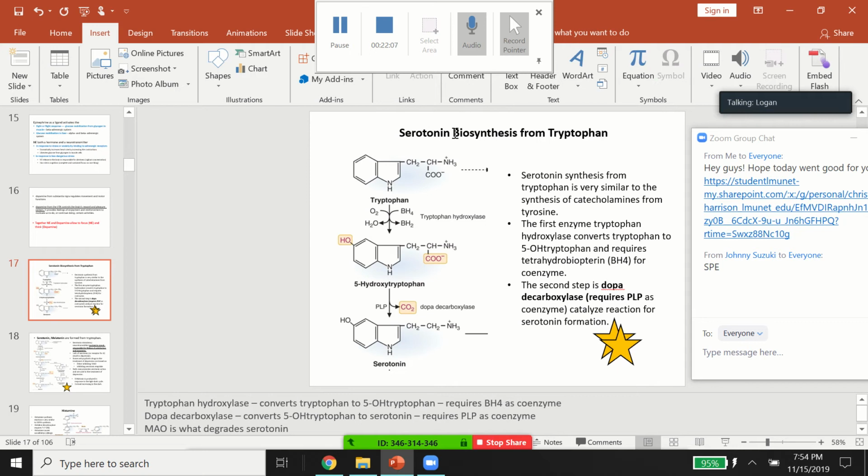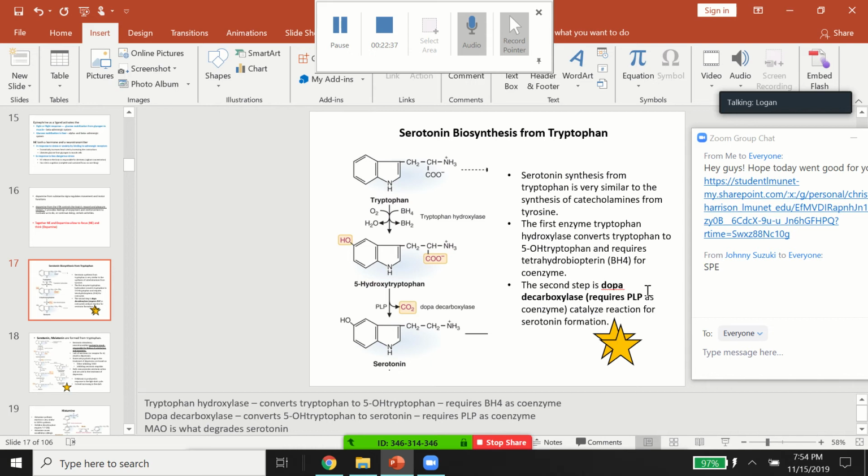Then on to this next slide. It's talking about serotonin biosynthesis from tryptophan. We haven't really talked about tryptophan or serotonin at all at this point, so this is brand new stuff. The first enzyme here, which she doesn't go into much detail about, is tryptophan hydroxylase. So not really high yield to know much about that one. She does mention that BH4 is needed for that, but she didn't bold it, so I don't think she would ask much about that.